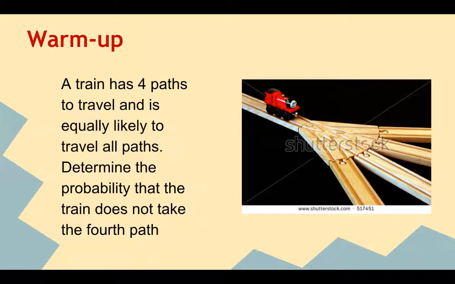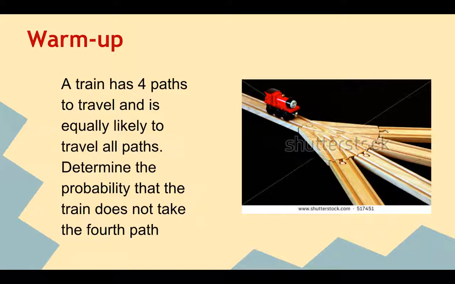Here you got little James here in the wooden train. A train has 4 paths and is equally likely to travel all the paths. Determine the probability that the train does not take the 4th path. So as a warm-up, it's something you can think about. As you think about this question, we actually look at things like A and S and what they represent.